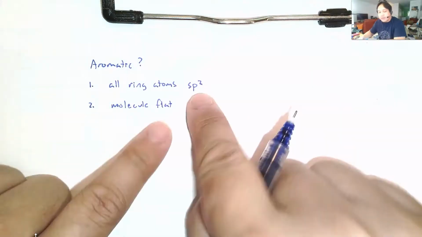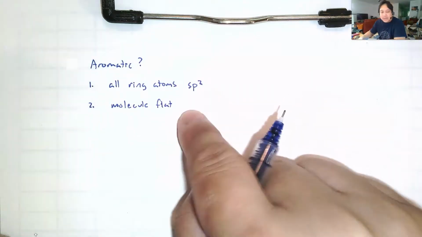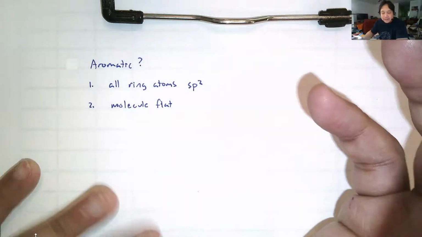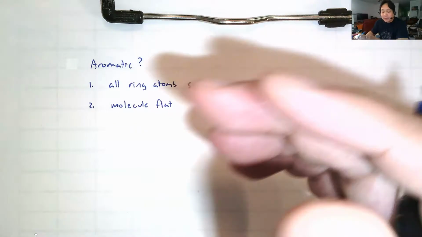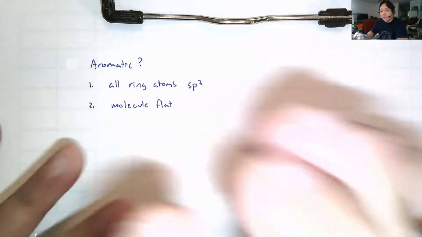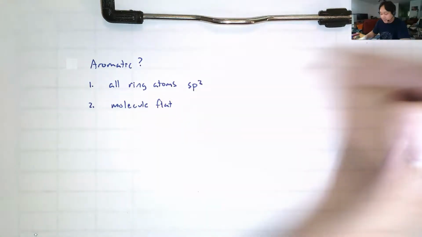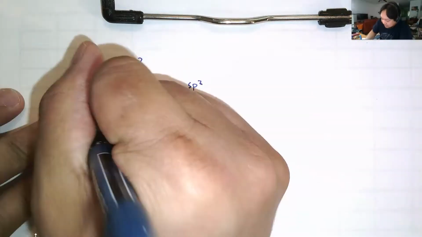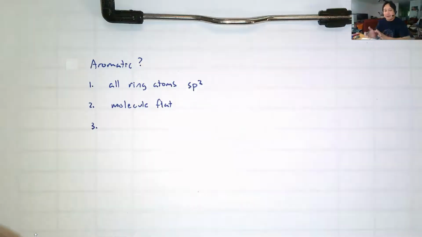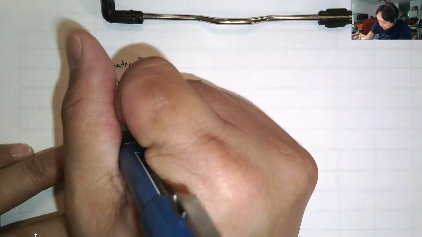To have these p orbitals on the sp2 atoms aligned, the molecule has to be flat. That way we get good alignment of the p orbitals, which allows the pi electrons to again be delocalized. So it has to be flat. Number 3 is a key rule, and this is going to help us separate the difference between resonance stabilization and aromaticity stabilization.